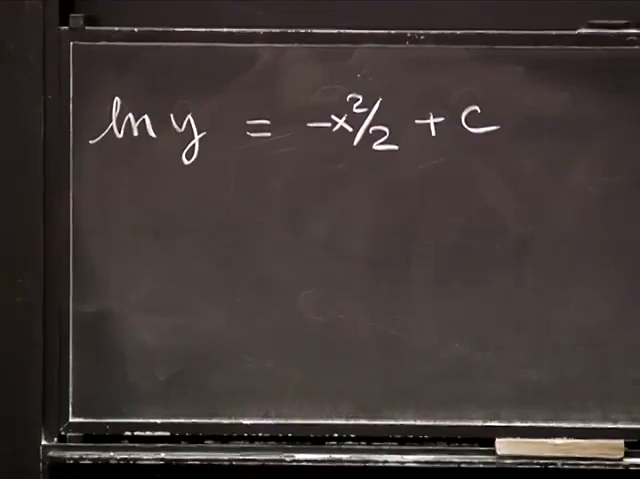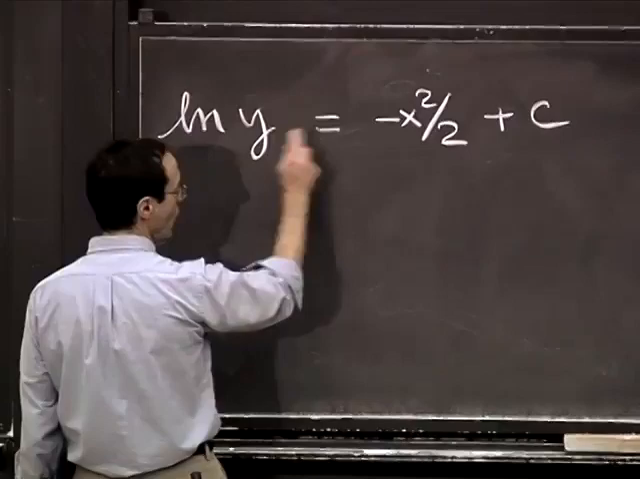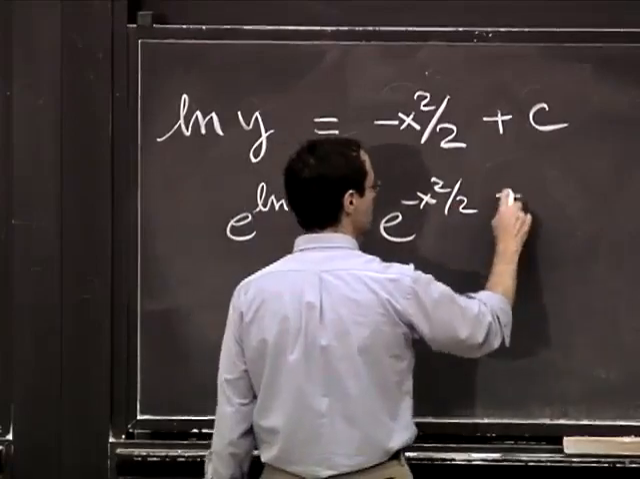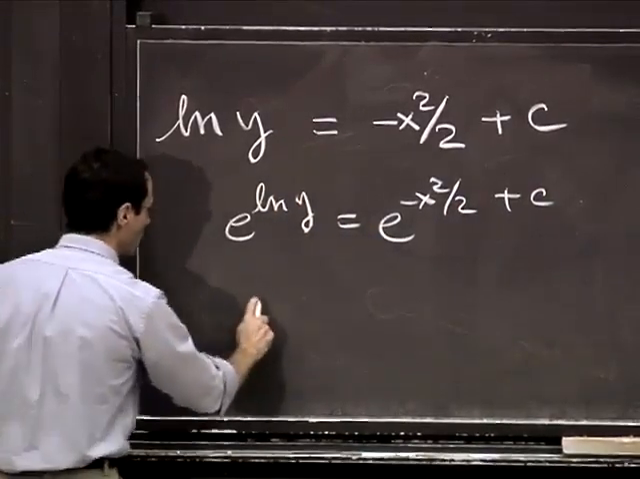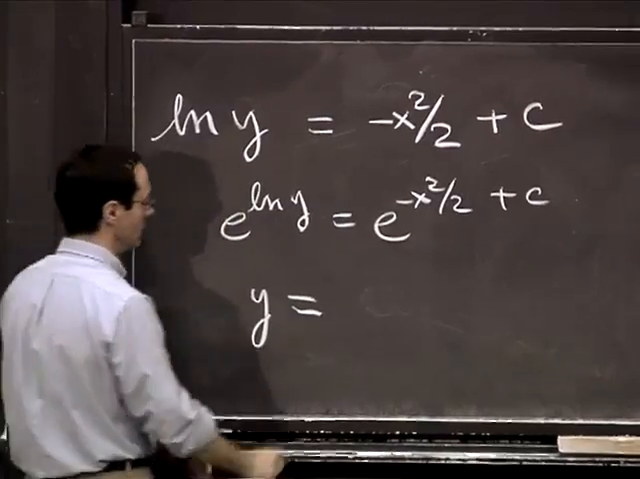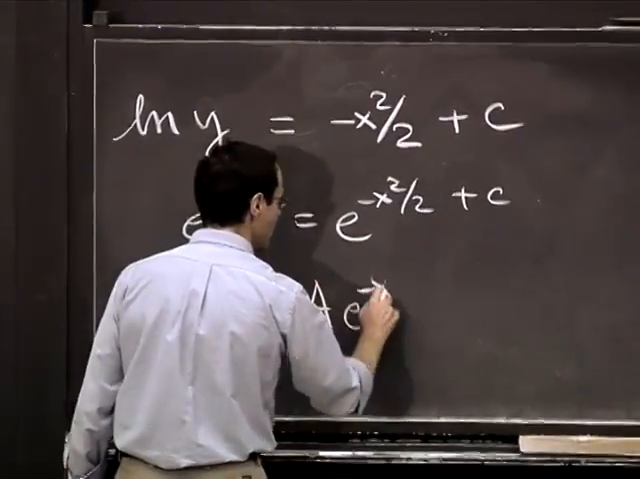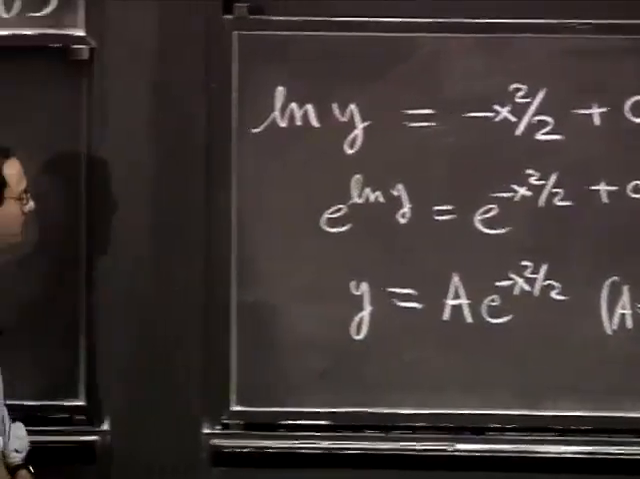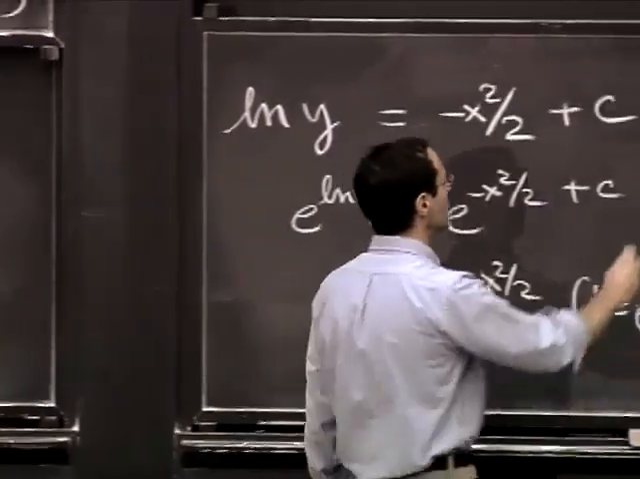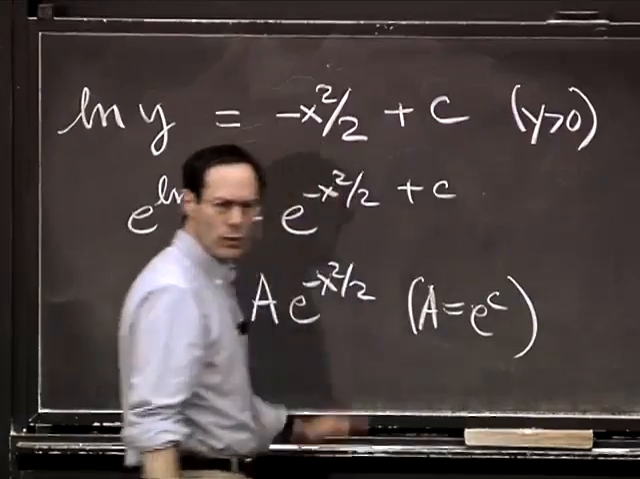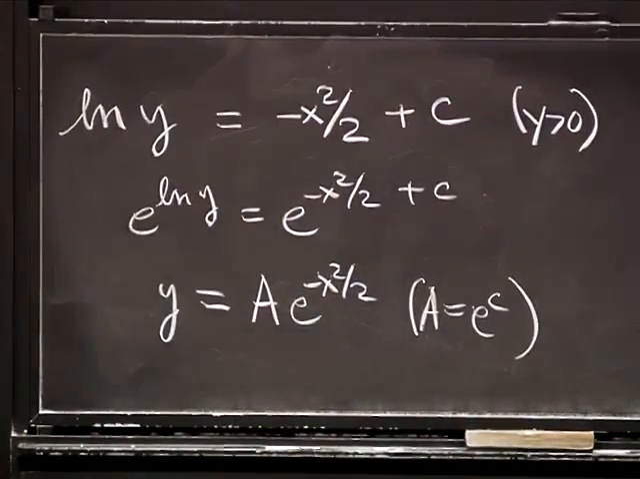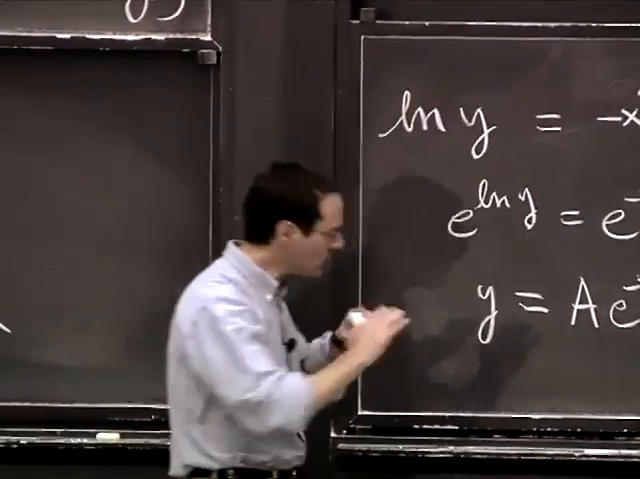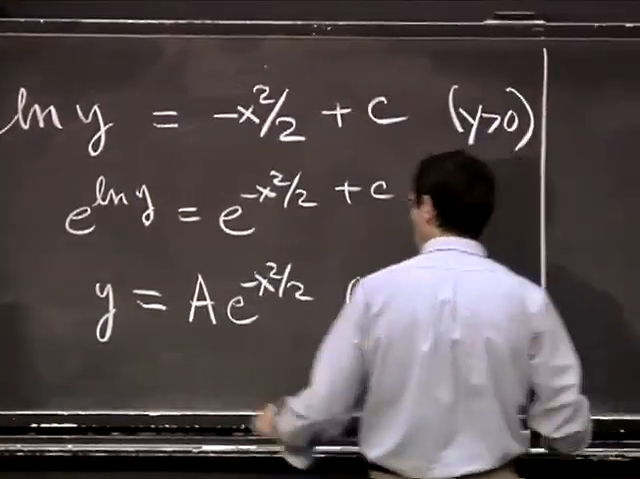All right, now that's almost the end of the story. We have to exponentiate to express y in terms of x. So e to the log y is equal to e to the minus x squared over 2 plus c. And now I can rewrite that as y is equal to a e to the minus x squared over 2, where a is equal to e to the c. And incidentally, we're just taking the case y positive here. We'll talk about what happens when y is negative in a few minutes. All right, so here's the answer to the question almost, except for this fact that I picked out y positive.